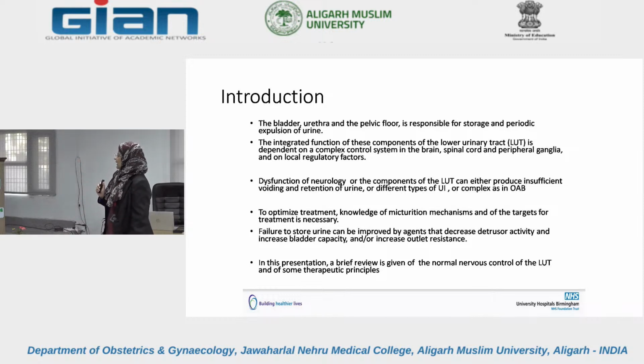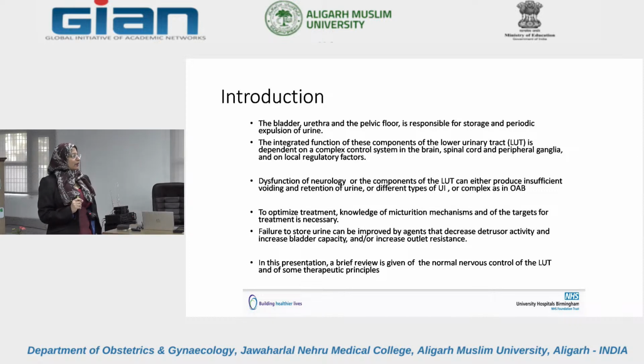Okay, so we are talking about dysfunction of neurology or components of the LUT. They can either produce insufficient voiding and retention of urine or different types of urinary incontinence, including overactive bladder. So all the neuronal control is that when we are storing the urine in the bladder, the storage is good. And when we want to pass it, it should be complete passage of urine, so there should be no retention. And when we are storing, it should be a perfect storage without any leaking. So the bladder has two phases, storage phase and voiding phase. That's all at this stage you need to remember.